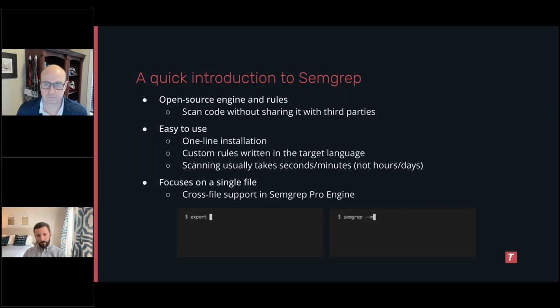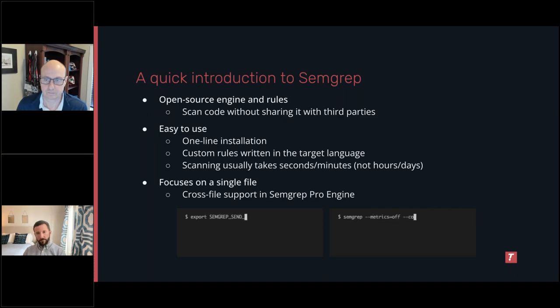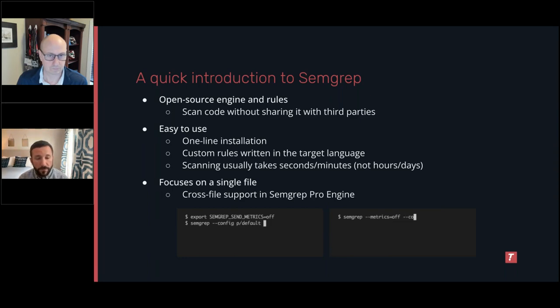The main advantage of Semgrep is that it's very easy to use. Installation is one command, the same as updates, and we can easily point to the location on disk of the rules we want to use, or you can use predefined rule sets. That way we know exactly what will be run. And scans usually take minutes or even seconds, not hours or days.